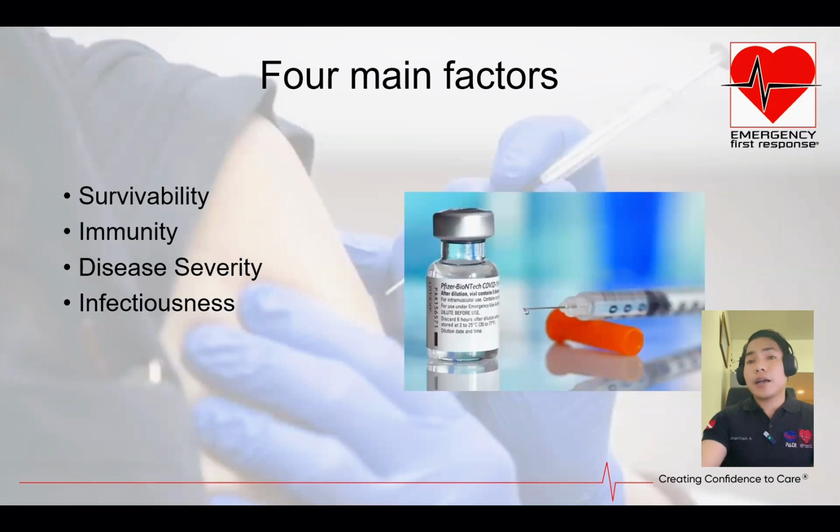So herd immunity occurs when enough people have recovered from a pathogen and/or been vaccinated, and the disease cannot transfer easily. When herd immunity is present, the risk of transmission decreases significantly, even for those without immunity. So next is disease severity.